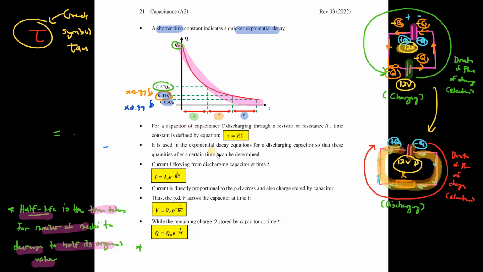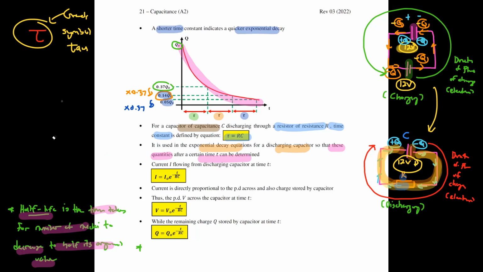Now when you're talking about time constant, there's an equation that is used to relate it. Say you have a capacitor or capacitance C, and it's trying to discharge through a resistor or resistance R. Your time constant is defined by the product of the resistance and your capacitance. Okay, this is what time constant is. And this constant can be used in your exponential decay equations for a discharging capacitor, so that you can determine a few quantities after a certain time t.